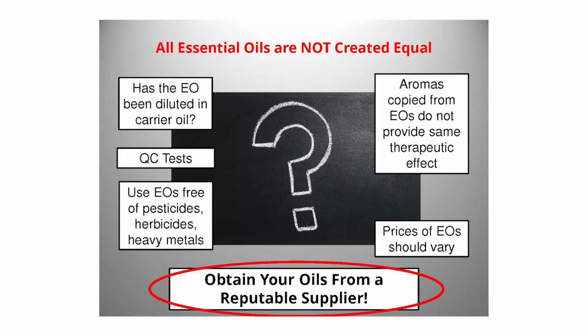The prices of essential oils should vary within the brand. So in other words, a bottle of lemon essential oil should not cost the same as a bottle of sandalwood. There should be price variation. The number one rule for choosing an essential oil company is obtain your oils from a reputable supplier, which just happens to be the answer to the next question on your worksheet.